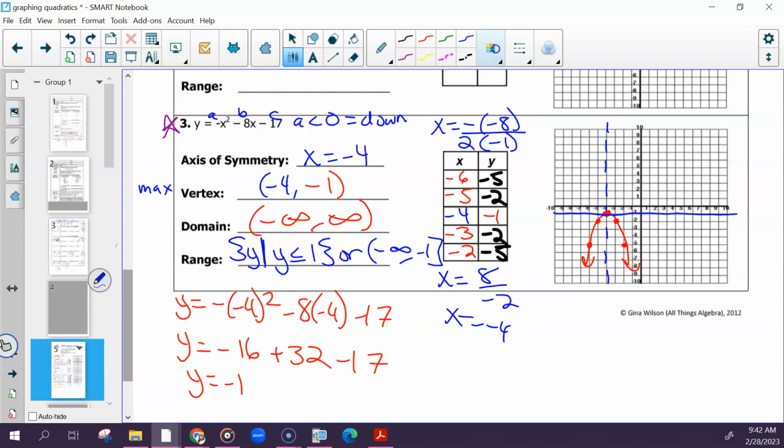Look for the lowest to highest. Lowest, it keeps going down, so it has to go to negative infinity. But it stops at negative 1. So it would be everything below it, so less than or equal to negative 1, or from negative infinity to negative 1.